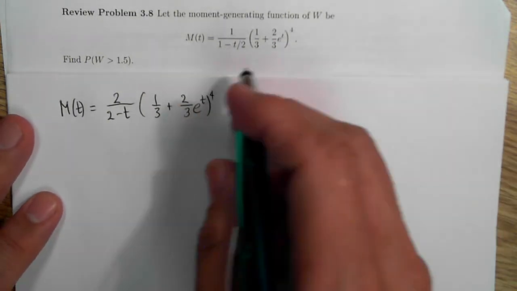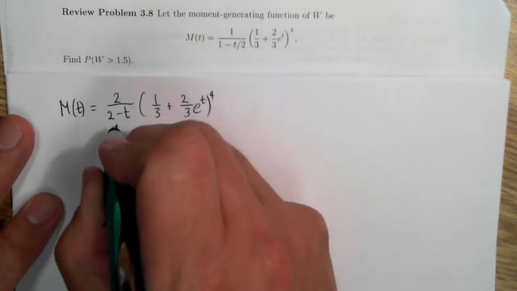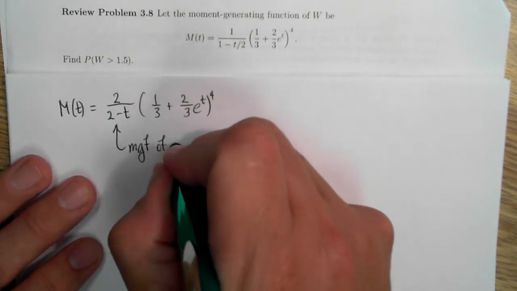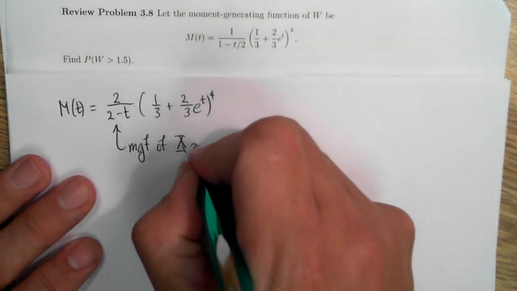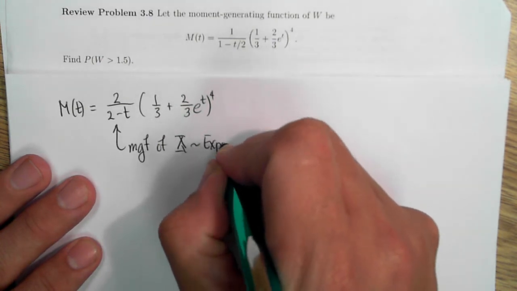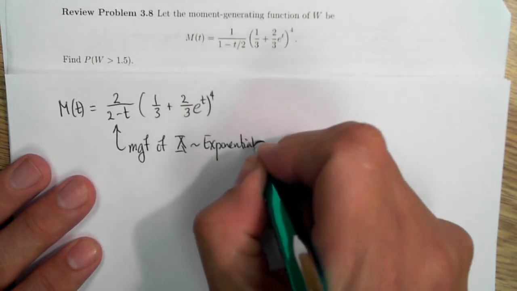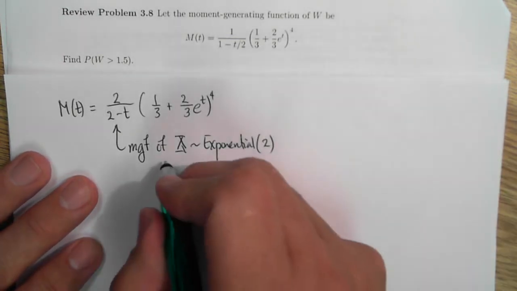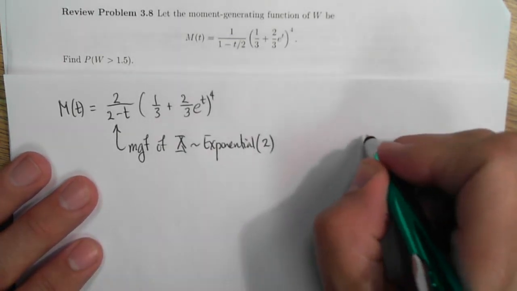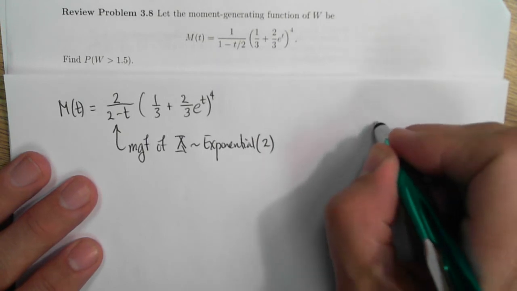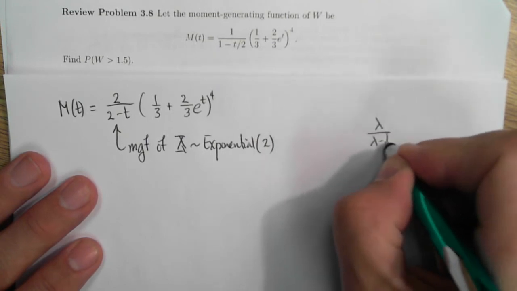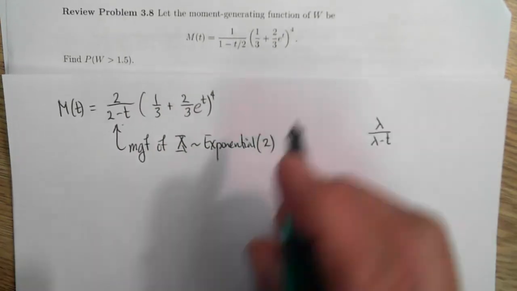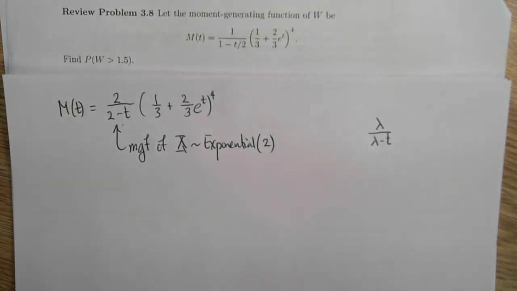Now, the way that we're going to do this is that we see that this right here is the MGF, the moment generating function, of a random variable that is exponentially distributed with parameter 2. Because in the general case, for the exponential distribution the moment generating function goes like this: lambda over lambda minus t. And so I recognize this as the moment generating function for an exponential random variable.